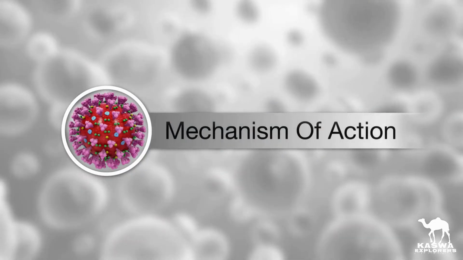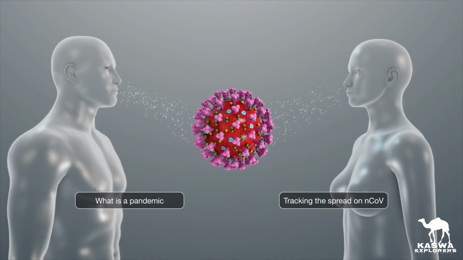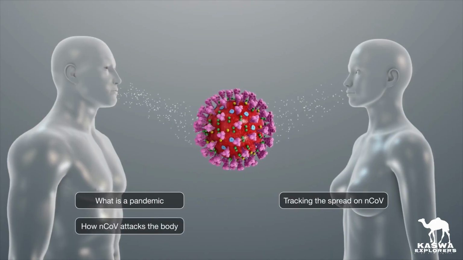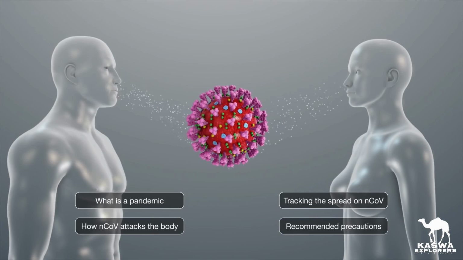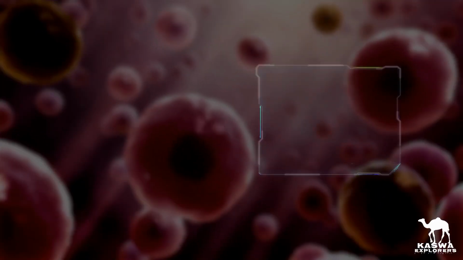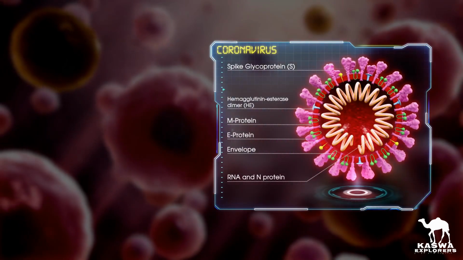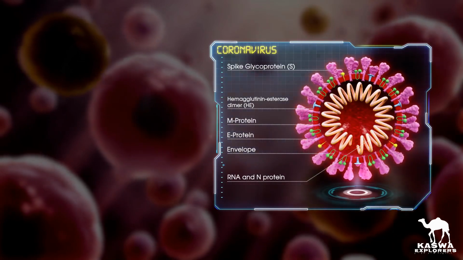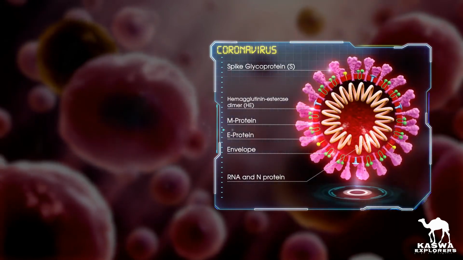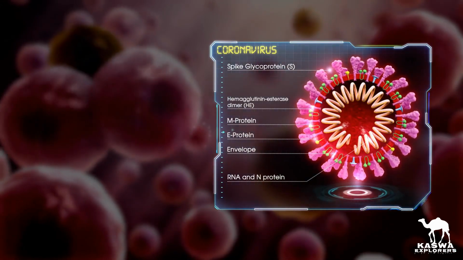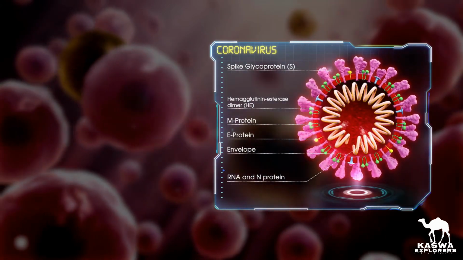Mechanism of action of coronavirus. How coronavirus attacks the body, and what are recommended precautions to take for protecting. The structure of coronavirus has multiple parts. Inside the virus lies the genetic encoding that allows the virus to hijack human cells and turn them into virus factories. A protein encapsulates the genetic material, known as the viral envelope.